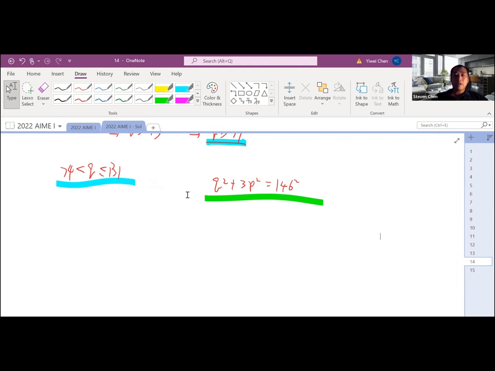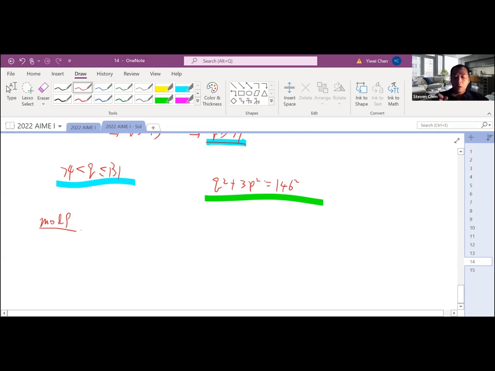The intuition is because every term is a perfect square, right? So basically we could try modulo 9 and see what we could get. So by doing modulo 9, for the right-hand side, we know that 146 is congruent to the sum of the 3 digits, 1 plus 4 plus 6. So 11 is congruent to 2. So the right-hand side is congruent to 2 squared, which is equal to 4.